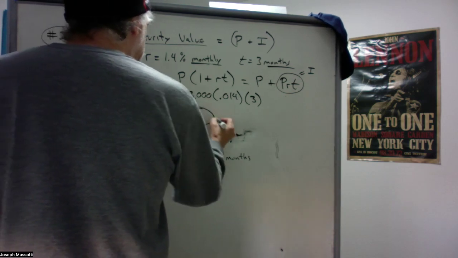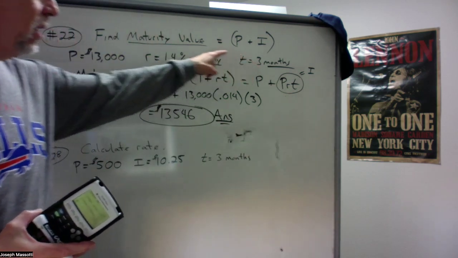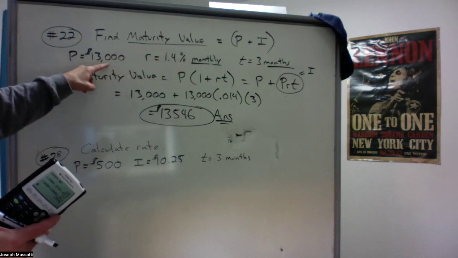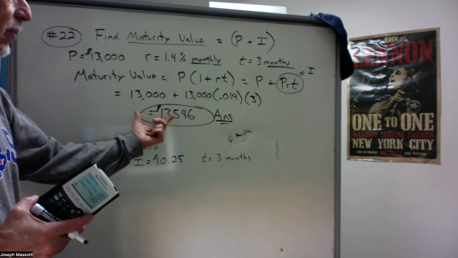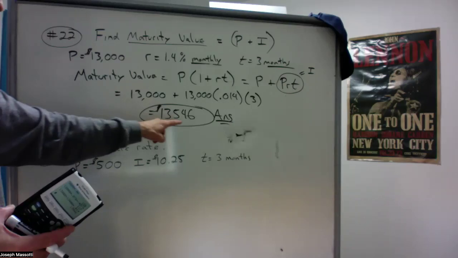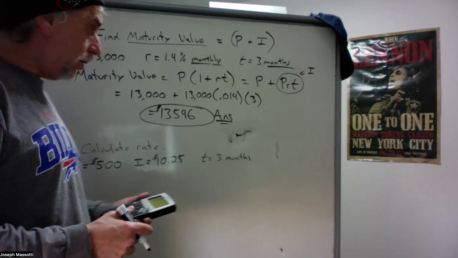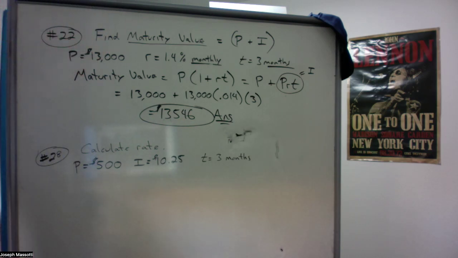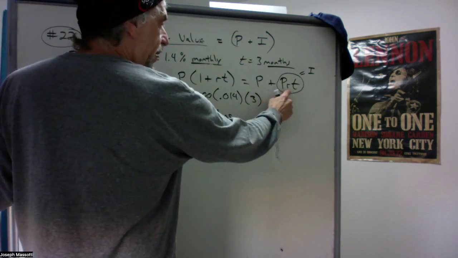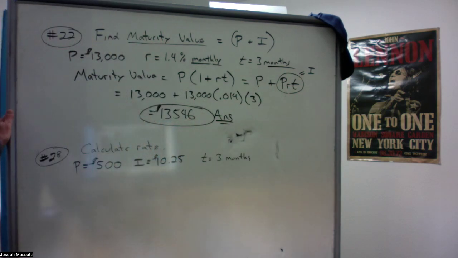So that's the maturity value, or the final amount, after 3 months, when interest is calculated monthly, and our original amount of money is 13,000. And we can easily find out what the interest is, right? The interest is just going to be the final amount minus the original amount. So if you're asked for the interest here, the interest is going to be $546. All right, so that was the only difference between the first two. In the first couple questions, we were just finding the interest. Now we're adding the interest to the principal to get the maturity value.